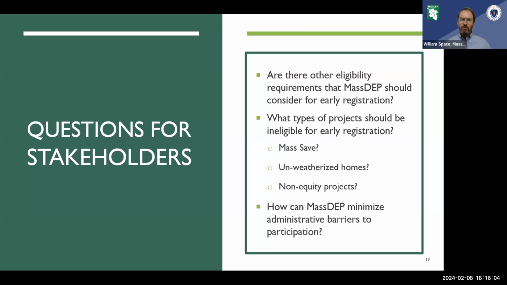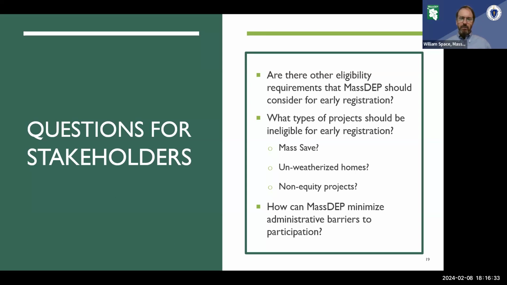And then related, a different way of looking at the same thing, there are some things that might possibly be ineligible, at least for the early action crediting. One is anything that's done under the MassSave program. Some people have suggested unweatherized homes wouldn't be credited, or even maybe that it would be limited to projects that meet the equity standards that we've suggested.